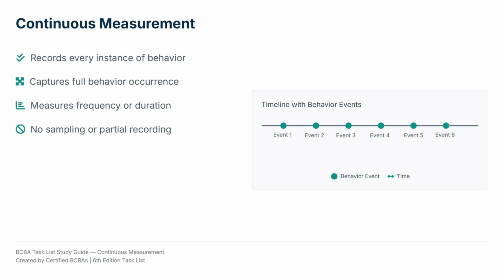Now let's define continuous measurement more formally. Continuous measurement refers to a measurement system in which the observer records every instance of the target behavior during the entire observation period. In other words, the measurement captures the full occurrence of the behavior, not just a sample. Continuous measurement can capture several behavioral dimensions, including frequency, duration, latency, and interresponse time. A key feature is that continuous measurement does not rely on sampling procedures such as partial interval or momentary time sampling. Instead, every behavior event across the timeline is recorded.